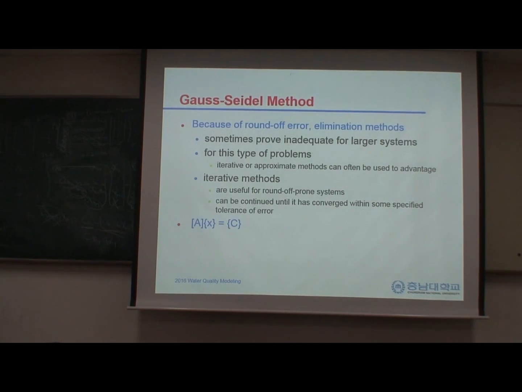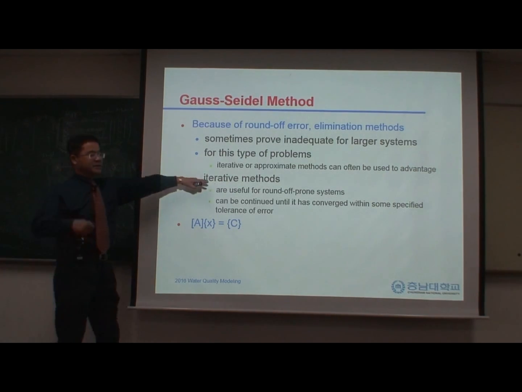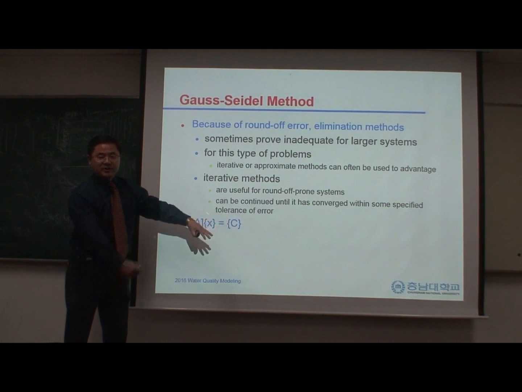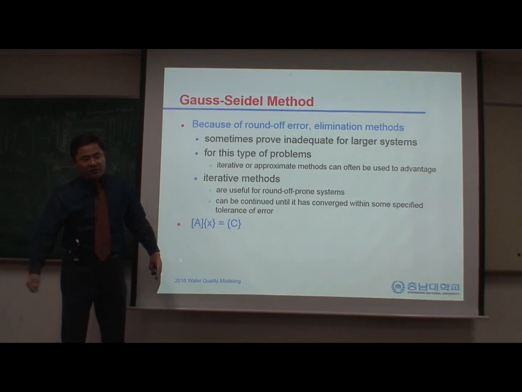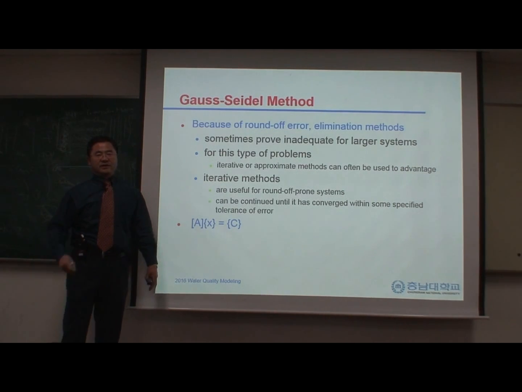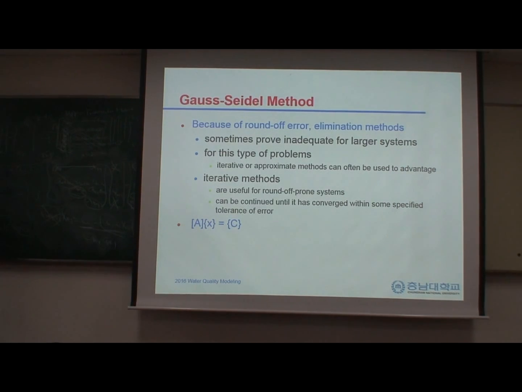Gauss-Seidel. This is somewhat empirical, very easy. It's a kind of iteration. Iteration means iterative. Iterative means you do the same thing over and over and over again. Okay? Keep doing the same thing is iteration.